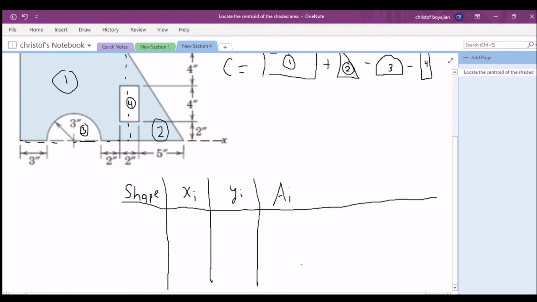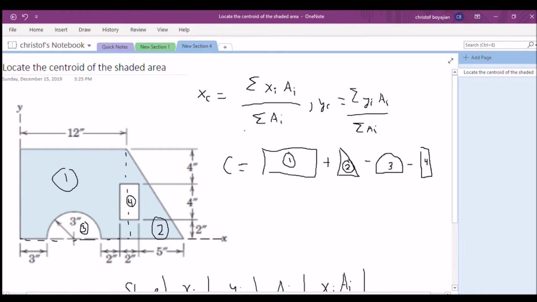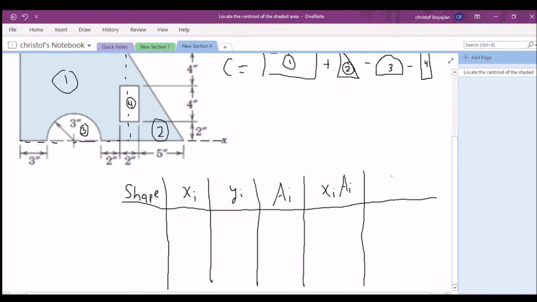And then after that, the last 2 things that I'm going to put here are xi times ai, and that's just multiplying this guy right here times this guy. That's what I'm denoting there, and we need to know what xi times ai is because by definition our formula calls for that. And then our yi, you guessed it, our yi times ai.